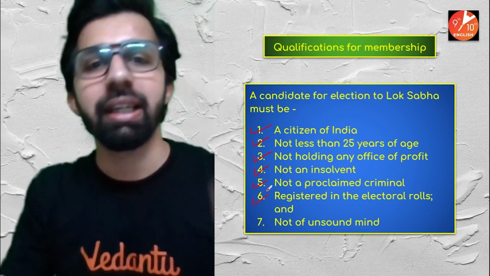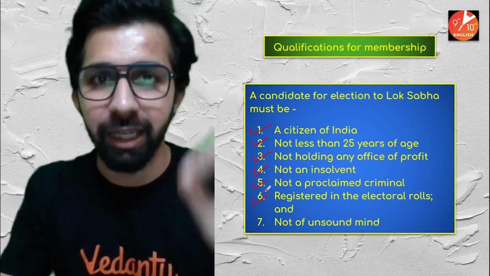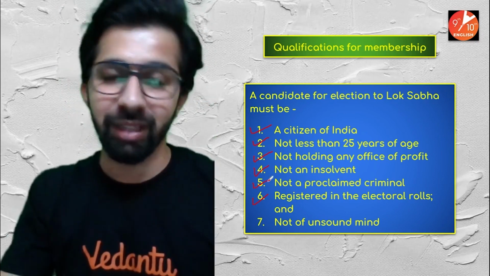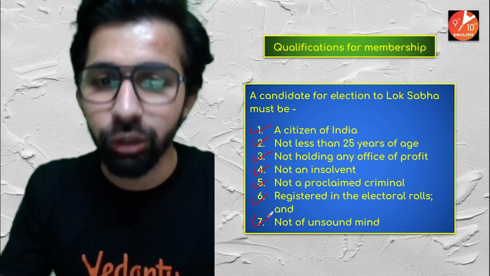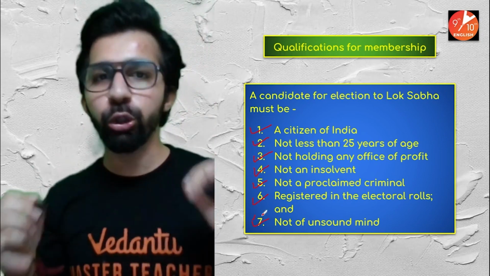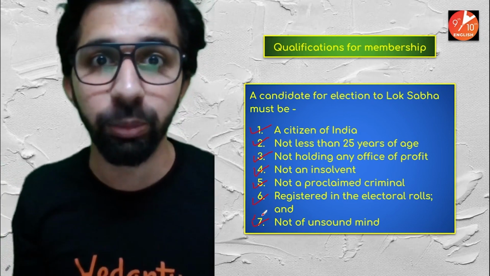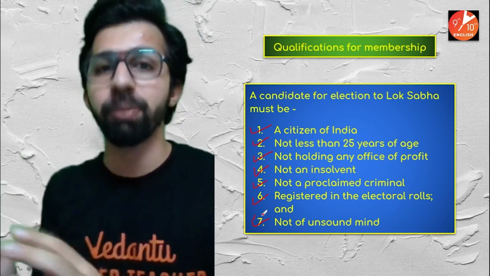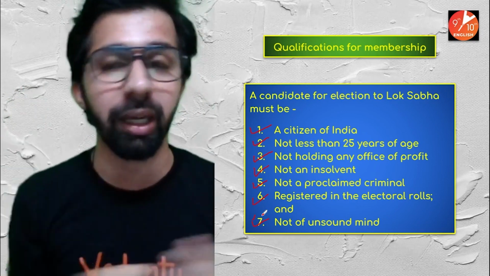Sixth one, the candidate's name should be there in the voters list. And finally, he should not be of an unsound mind. Now, what do we understand from the term unsound mind? Irresponsible, careless. Okay, he should not be of an unsound mind.